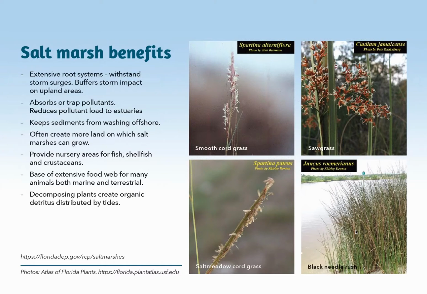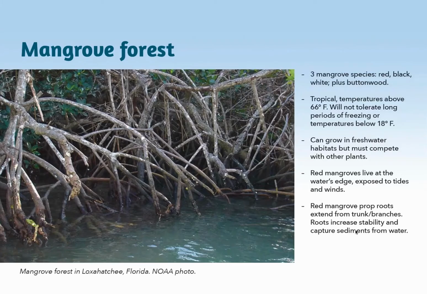And this juncus, black needle rush, gets to be really obvious when you're looking at those areas. In the mangrove forest, we've got 3 species of mangrove. We've got white, red, and black mangrove, and buttonwood, which technically isn't a mangrove, but it lives in that same habitat, up in the back of it.